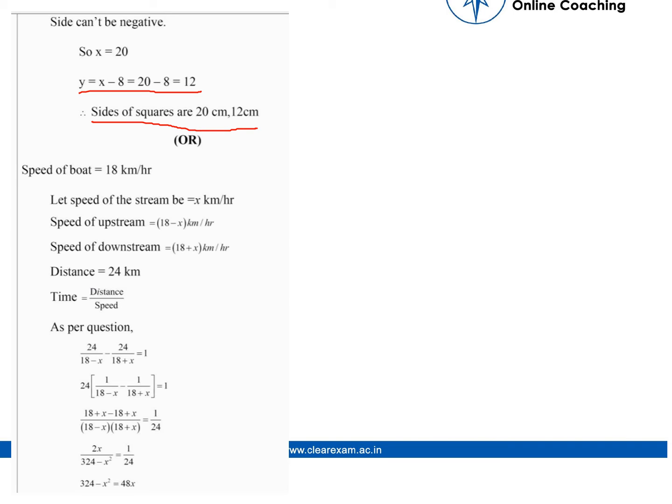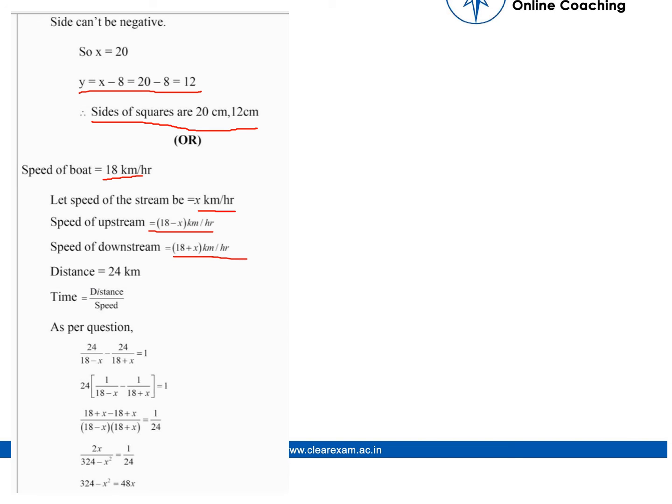Now let's move on to the second question. We are given that the speed of the boat is 18 km per hour, and let us assume that the speed of the stream is x km per hour. So when we go upstream, the speed will be reduced to 18 minus x, and when we go downstream, the speed will be increased to 18 plus x km per hour.